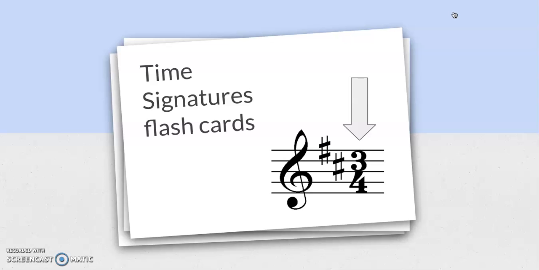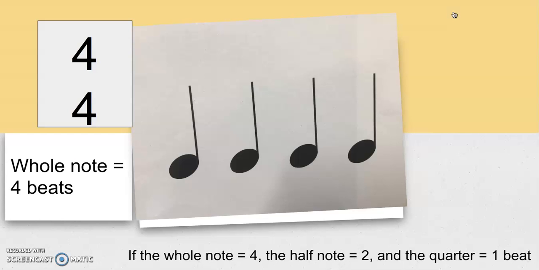So let's get started. On this first screen, you'll see I have 4 quarter notes and a time signature off to the side with 2 numbers. There's a 4 on the top and a 4 on the bottom. The top number tells you how many beats are in each measure.